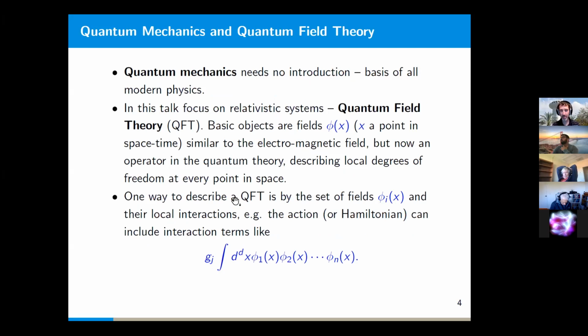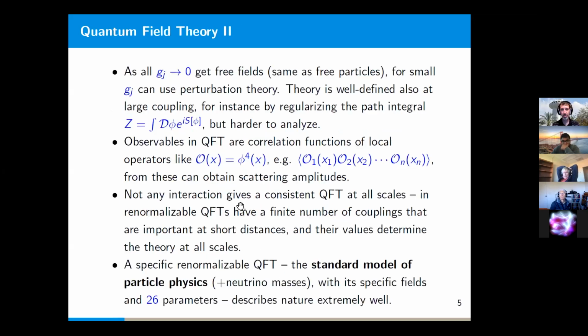And one way to describe a quantum field theory is by giving the set of fields and then the local interactions between them. So the action or the Hamiltonian will generally include interaction terms like this, where we have some product of fields at the same point multiplied by some coupling constant g_j. When the coupling constants go to 0, we have free fields. And for small couplings, we can use perturbation theory.